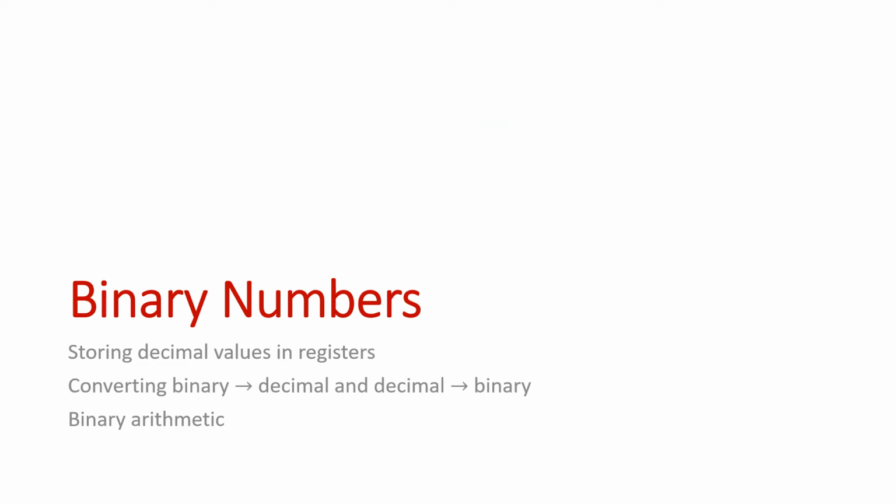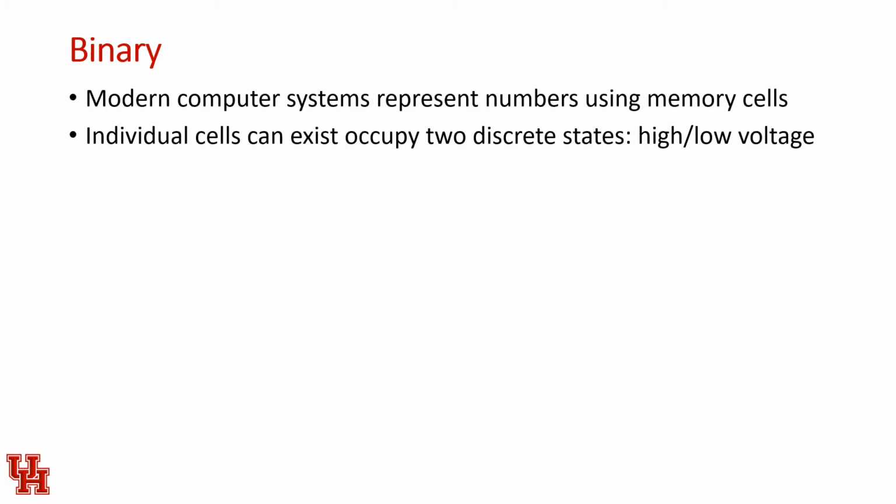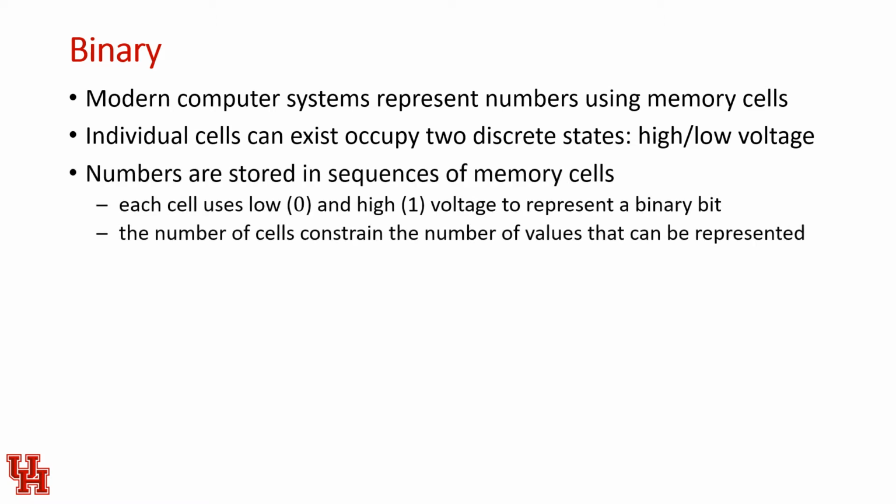In this lecture, I'll cover the basics of binary representations for numbers, along with how characteristics of these representations impact decimal numbers and the way that they're used in calculations. Modern computer systems rely heavily on binary representation. In particular, all numbers are represented by a series of memory cells, which can occupy two discrete states of high and low voltage. Numbers are stored as sequences of these cells called registers.